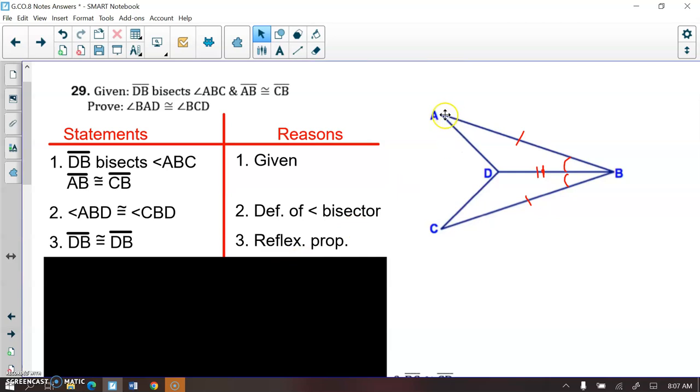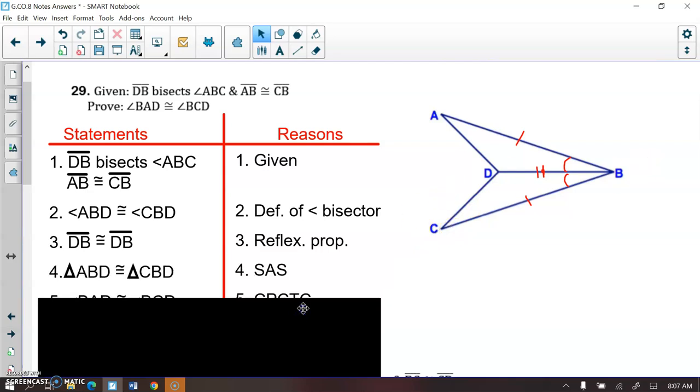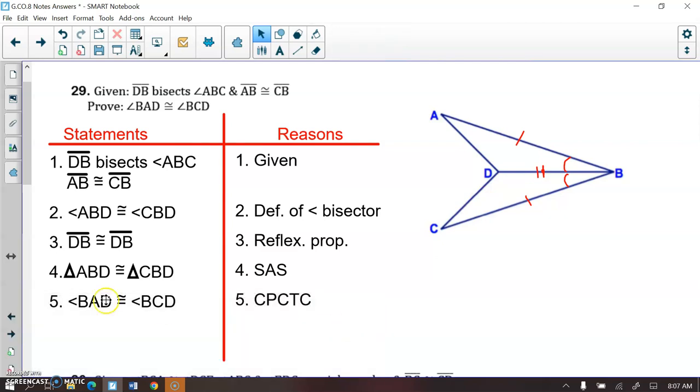So I'm going to say triangle ABD. If I say that, then I need to say triangle CBD. So triangle ABD is congruent to triangle CBD by side, angle, side, because the angles are in between the two sides that are congruent to each other. But that's not all. We're not going to stop there because we want to prove that angle BAD is congruent to angle BCD. Well, if I know these two triangles are congruent, I know that corresponding parts are congruent. So by CPCTC, the two angles are congruent.